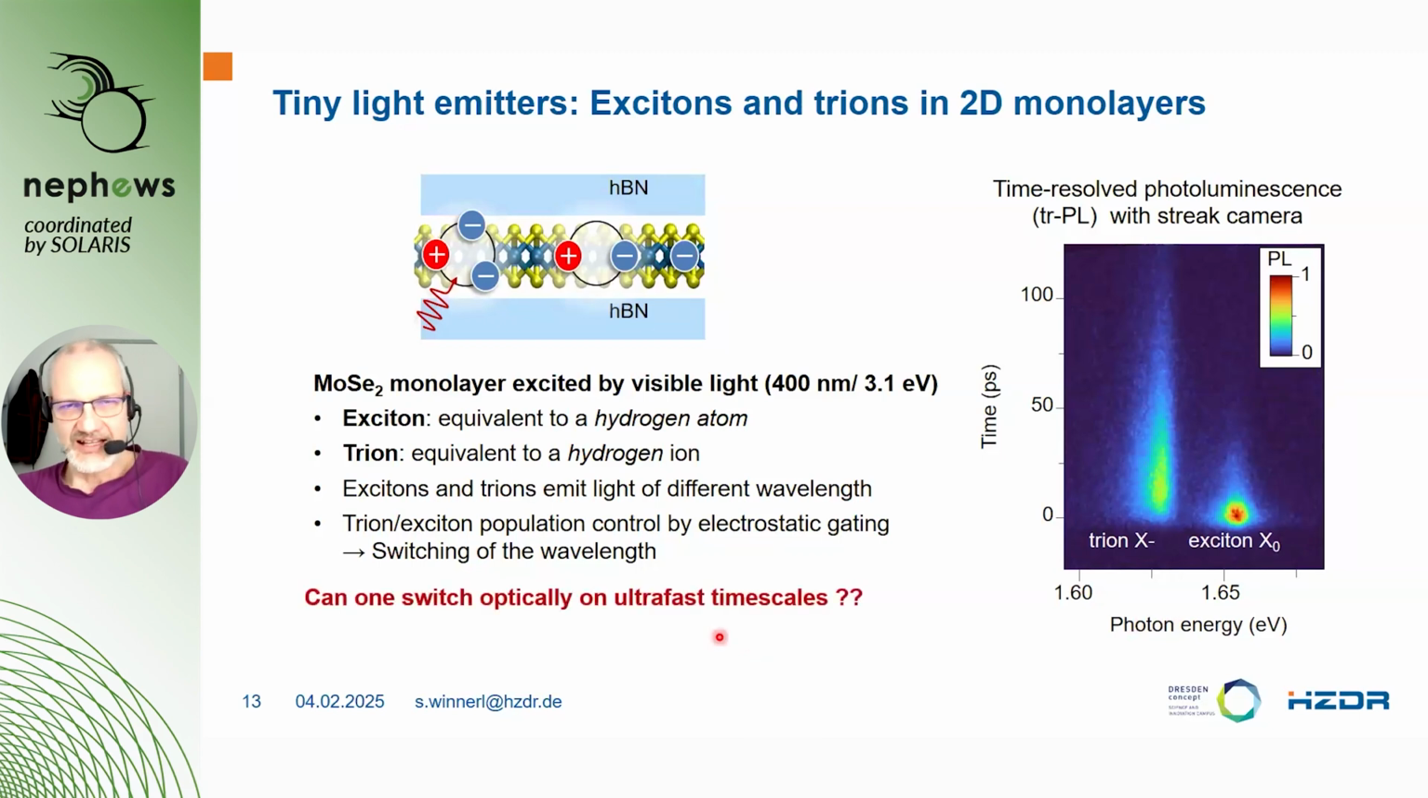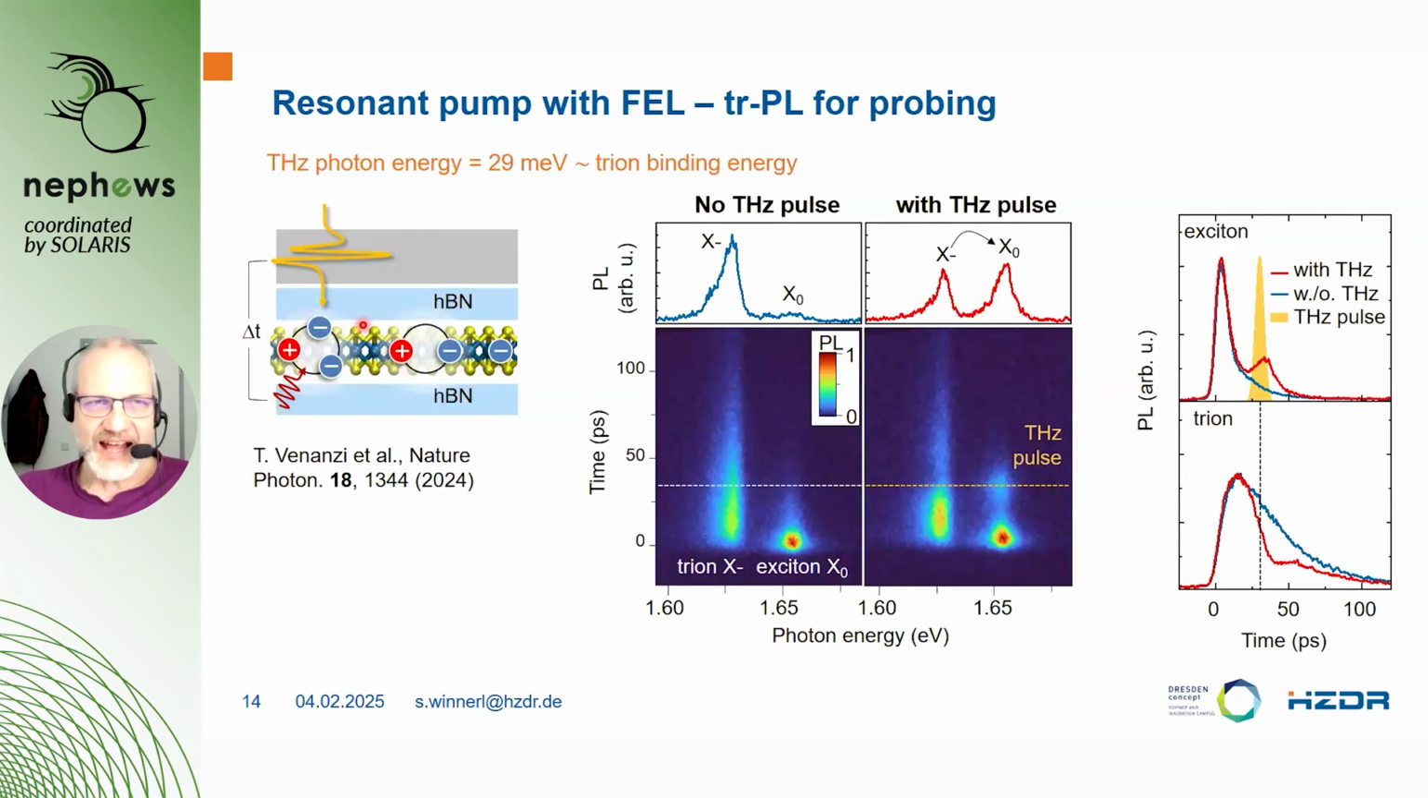So we ask ourselves, can we switch quicker? Can we switch on ultrafast timescales by doing it optically rather than electrically? What did we do? Well, in addition to exciting these trions and excitons by blue light, we came in with the free electron laser, and we used a photon energy of 29 millielectron volts, which is about the trion binding energy. What happens? Here, without the free electron laser, we see basically the picture like before, the long-living trion emission and the shorter-living exciton emission here.